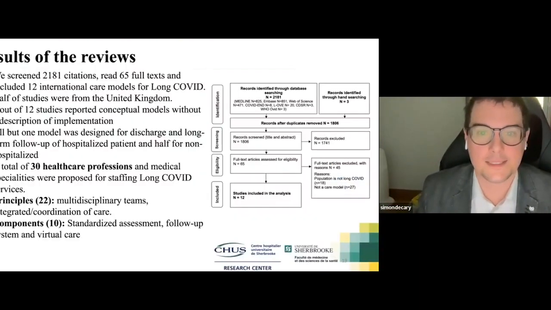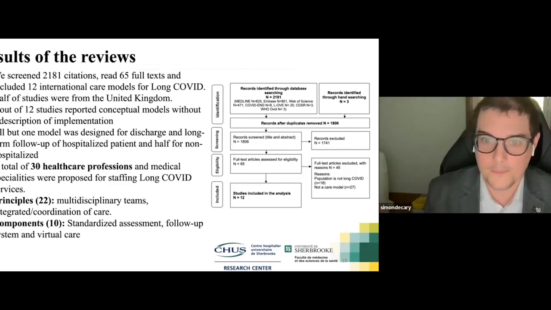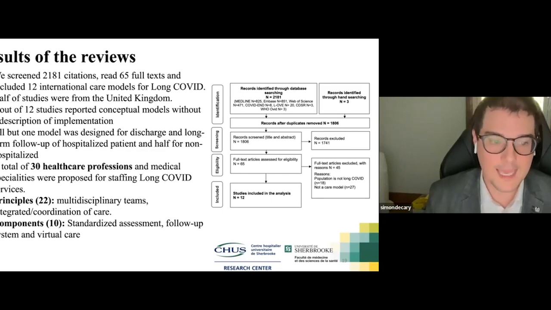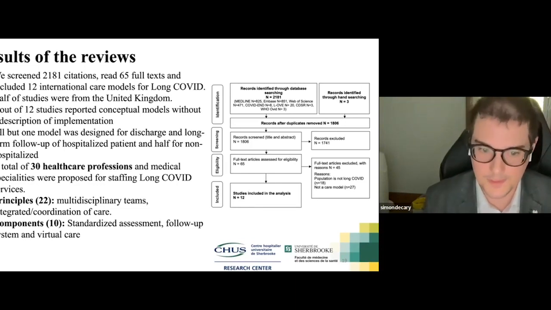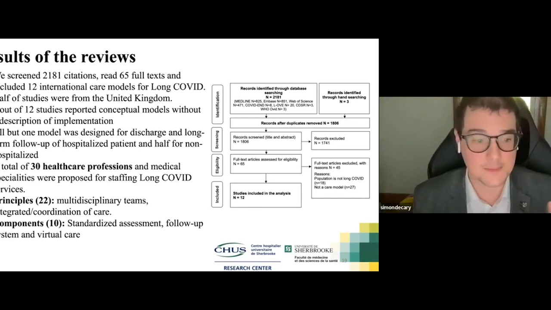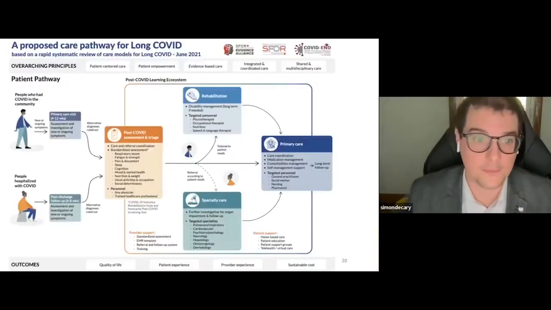We're not going to go into too much detail. You can have the time to look at this after. Again, at the beginning, the United Kingdom were not the only ones to start experimenting with care models, and we found many other papers. It's interesting because we found a total of 30 healthcare professions that were proposed in different models to help patients with long COVID. And we identified more than 30 principles and components, such as using multidisciplinary teams, having structure for coordination of care, standardized assessment, and follow-up systems. All these are principles and components that were tried in the last 2 years to help these patients.